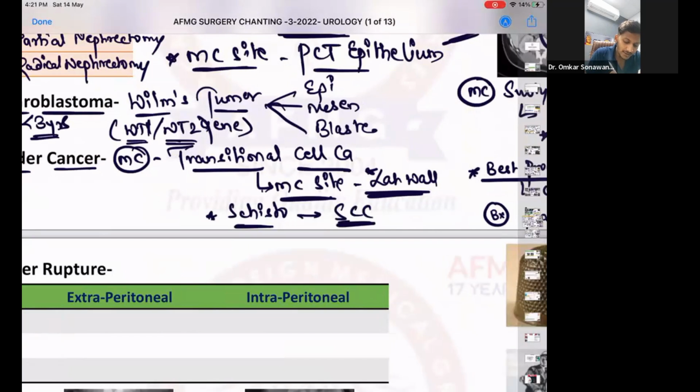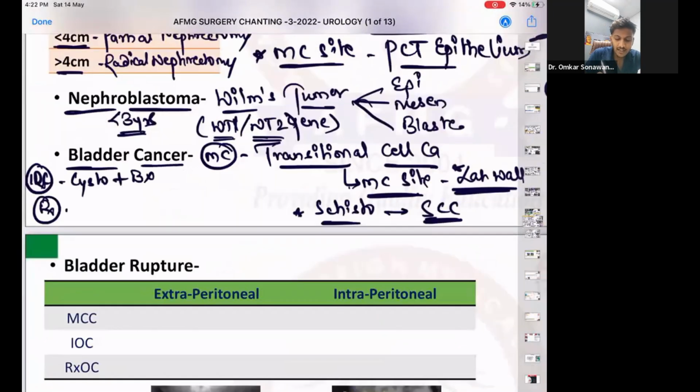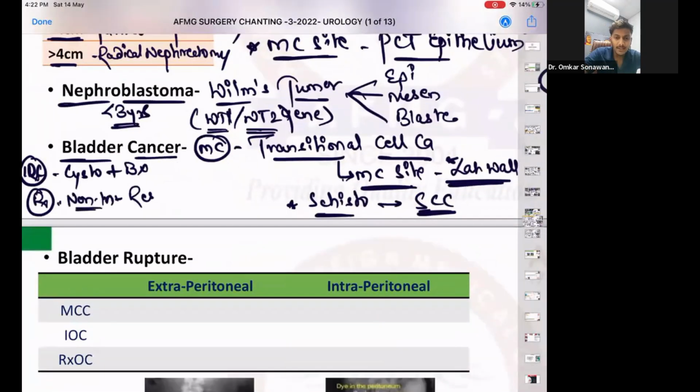If I talk about the treatment, if it is a mucosal or non-invasive tumor, then the treatment is a cystoscopic resection. But if it is an invasive bladder cancer, then the treatment would be cystectomy.